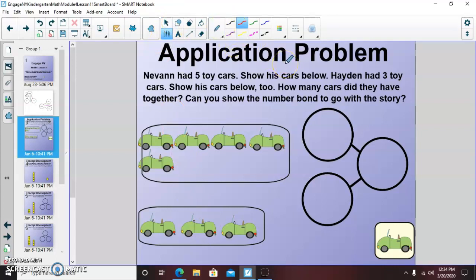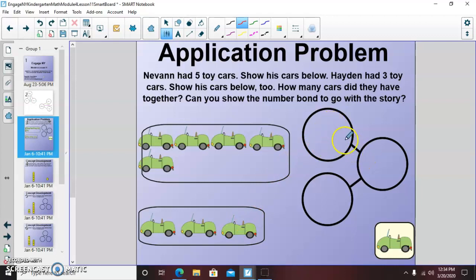So it says, how many cars did they have all together? Now remember, when we hear the words all together, that means our whole. So we're going to count Navan's cars and Hayden's cars. Here we go. 1, 2, 3, 4, 5, 6, 7, 8. 8. So we have our whole.